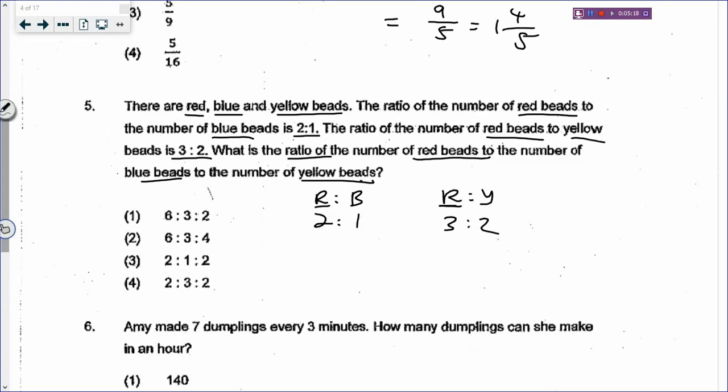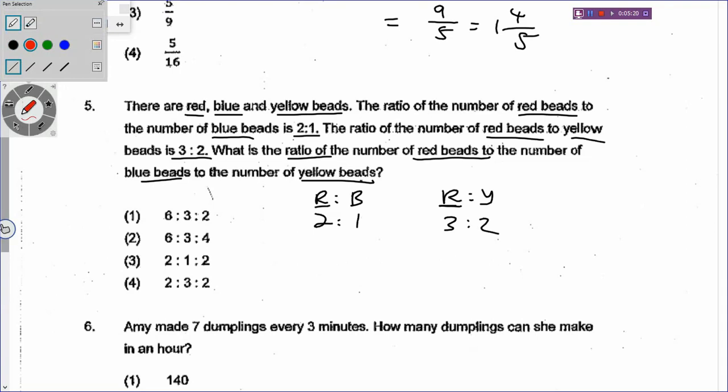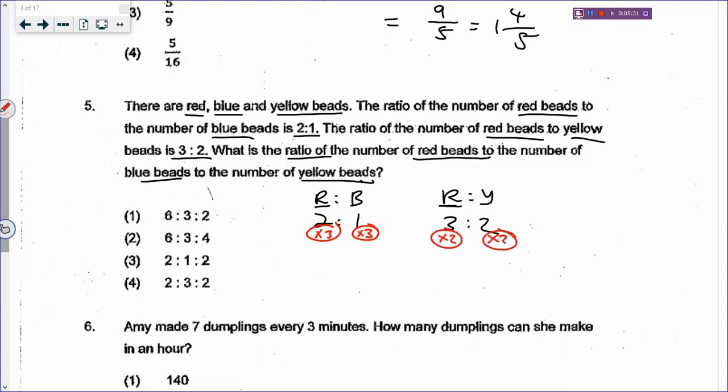Same. But the numbers are different. So which means that you have to make the numbers equal. So what is the same? You have to make equal. So you times 3, and then this whole ratio you have to times 3. And then this ratio you have to times 2, and then this whole ratio must times 2, right? So then what do you get? You will get 6:3, and then you have 6:4.